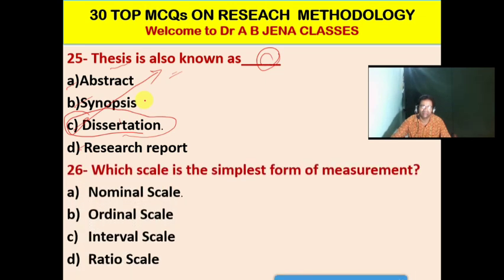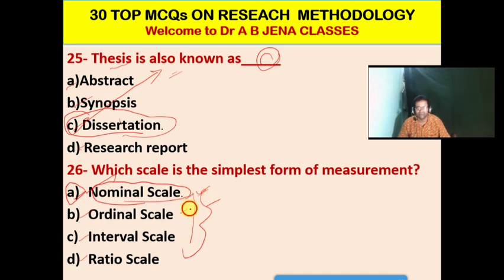So next one MCQ, which scale is the simplest form of measurement? A, it's nominal scale, B, it's ordinal scale, C, it's interval scale, D, it's the ratio scale. So friends, A is the right option for this MCQ. The nominal scale is the simplest form of measurement. Friends, in a separate video we will discuss what is the meaning of the scale and what are the different types of scales and the uses of each and every scale.